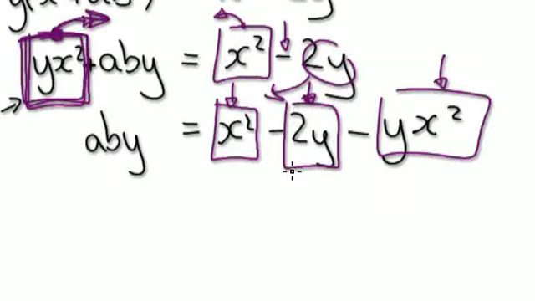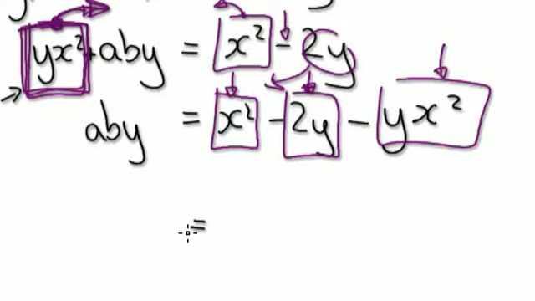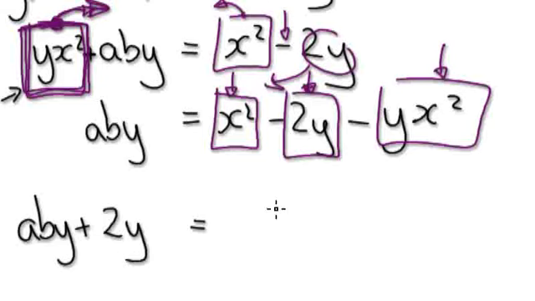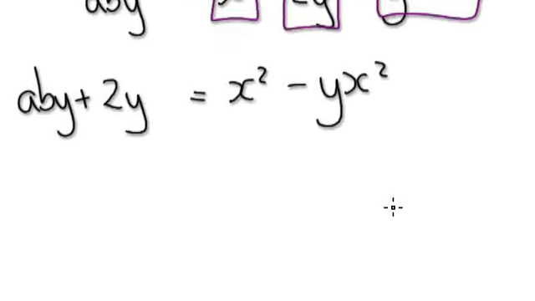So let's add 2y to both sides. A, b, y, add 2y. And over here, it will be this because it will just be this. Okay, and now you can factorize. Remember that there's nothing in front of the x squared, so you can imagine it as a 1. So when you factorize this, it will become this: x squared minus, sorry, hang on.